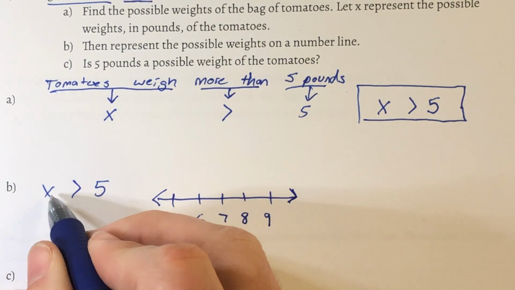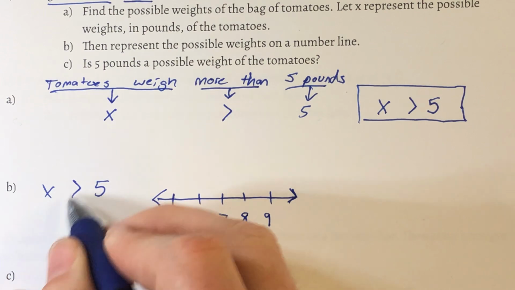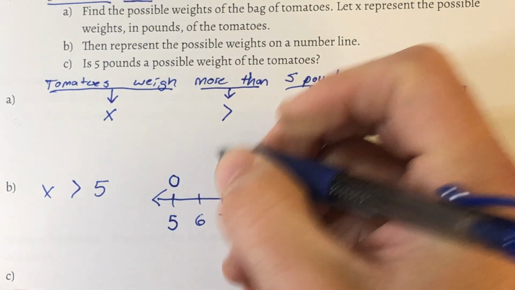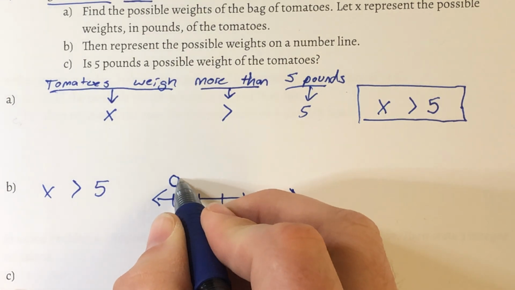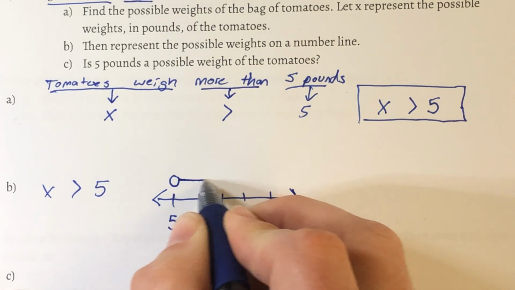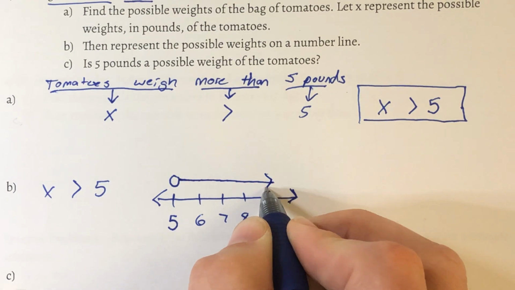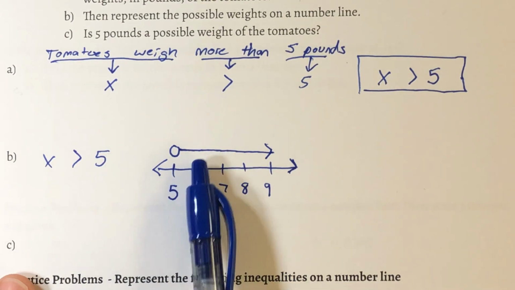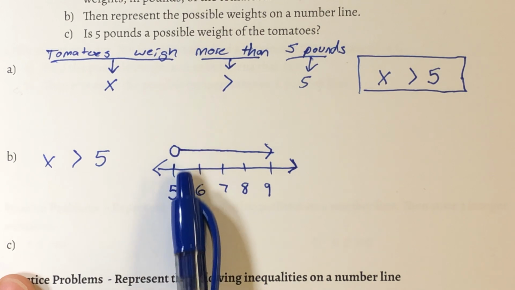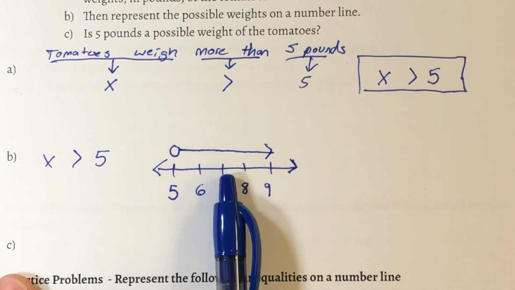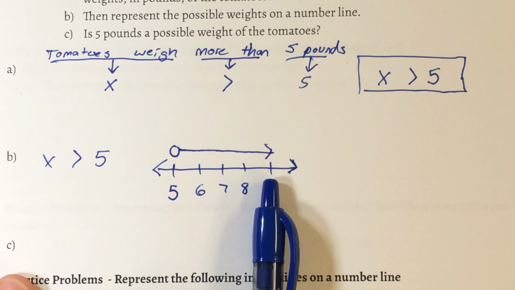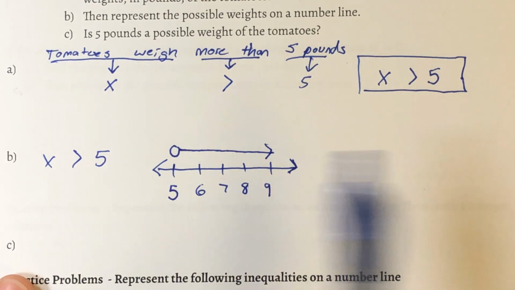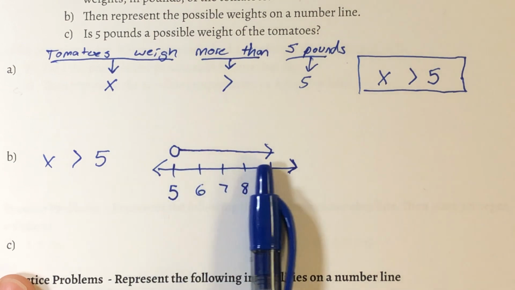Okay, next, I need to show that the answers could be greater than 5. So I'm going to draw a circle above 5 and point in the direction of all the answers. Well, all the answers could be greater than 5. So this arrow right here is basically saying that this could be an answer, this could be an answer, this could be an answer, this could be the weight of the tomatoes. And it could go on and on and on in this direction. Essentially, anything larger than 5.